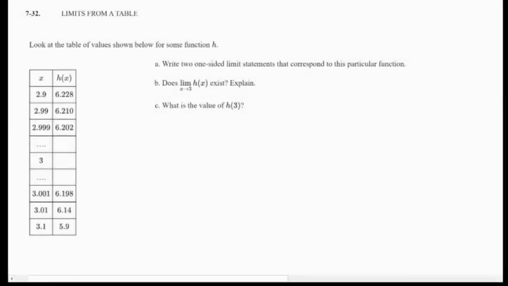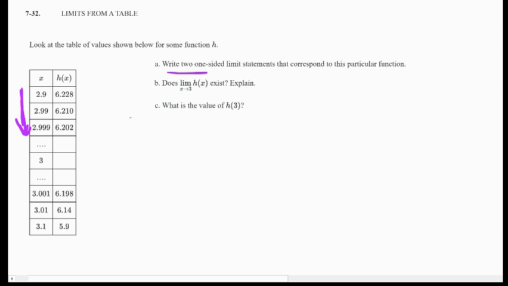We also need to be able to find limits when we are given a table. When we look at the table of values shown below, we have a couple of different pieces of information we're trying to find. The first thing says, write two one-sided limit statements that correspond to this particular function. So this one here, I'm going to call my left side because I'm approaching the x value of 3 from the left, because these are all the values lower than 3.